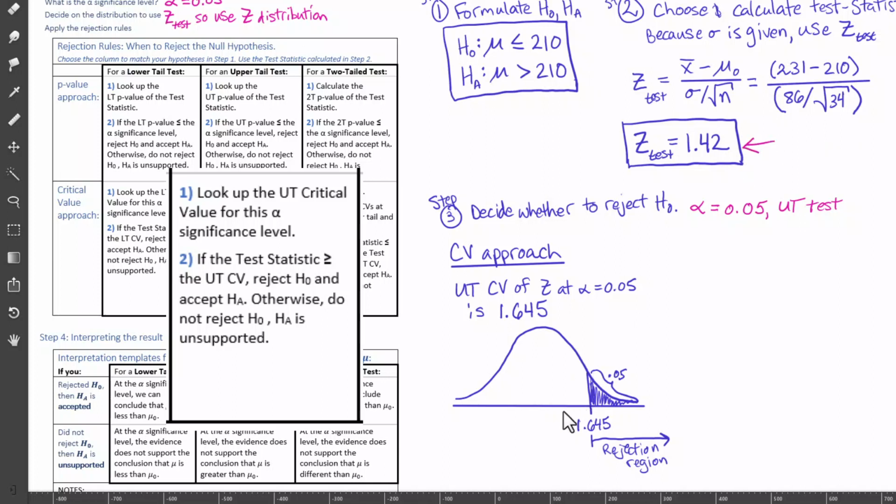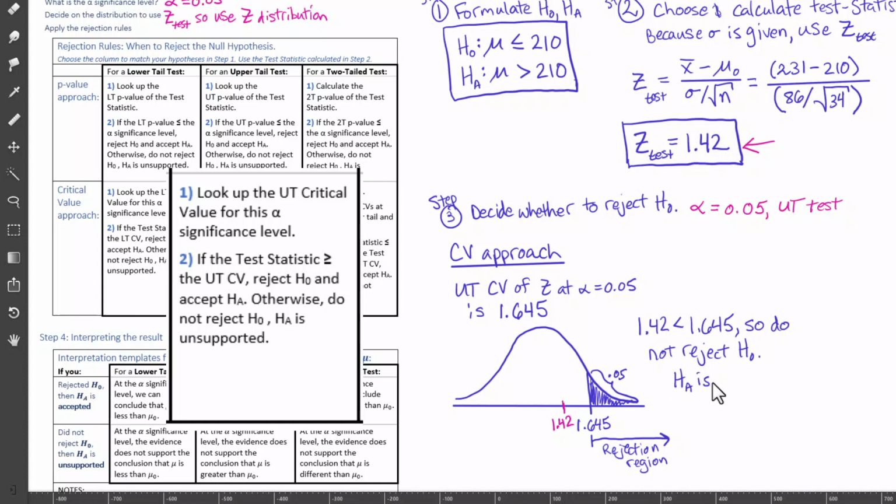If our Z test statistic goes into the rejection region, we would reject the null. Here, our test statistic is 1.42. 1.42 is less than 1.645. It does not belong in the rejection region, which is only where Z is greater than 1.645. So here, because 1.42 is less than 1.645, we do not reject the null hypothesis. That means the alternative hypothesis is unsupported. We would only reject H0 if the test statistic was greater than or equal to 1.645, and here it's less than, so we cannot reject the null.